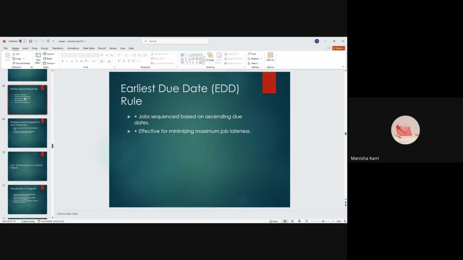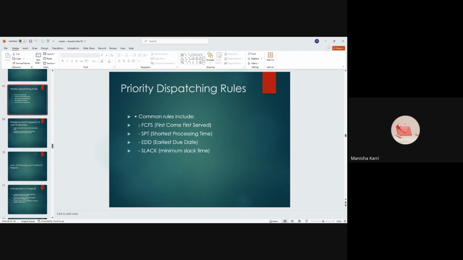So here the main important topic is priority dispatching rules. What do these priority dispatching rules mean? These are the methods for deciding the order in which jobs should be processed based on different criteria.